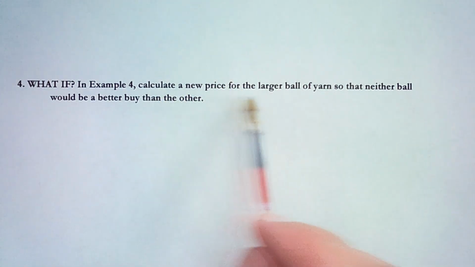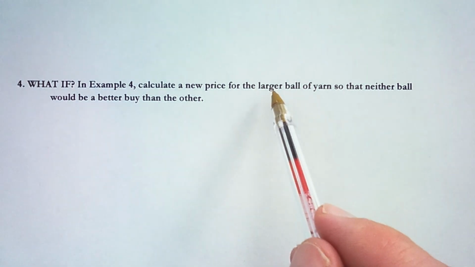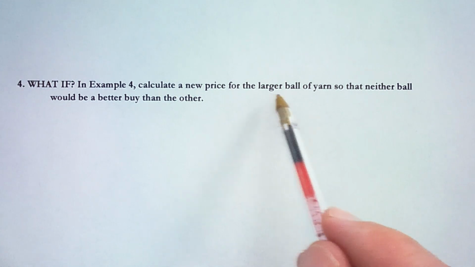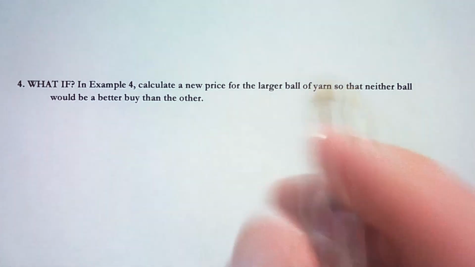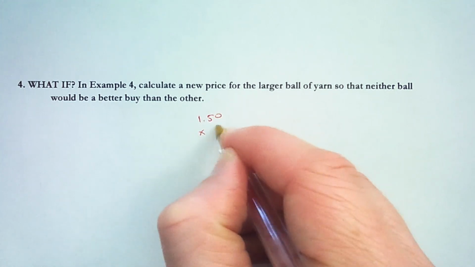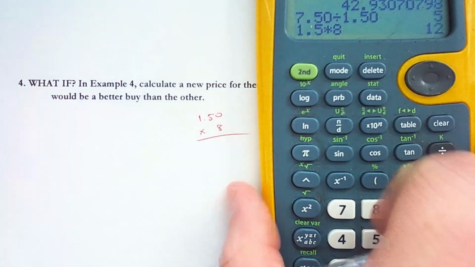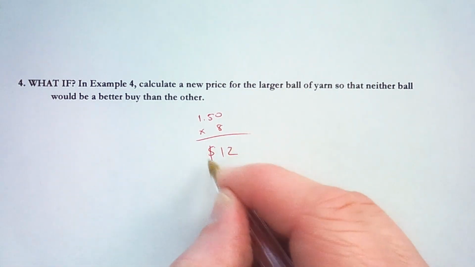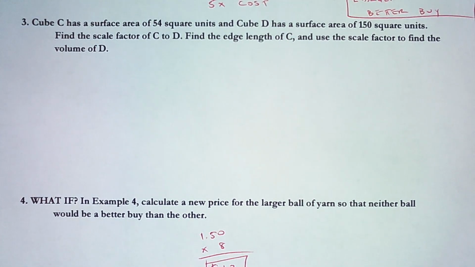Let's skip down here and then come back up. What if we wanted a new price for the larger ball so that neither ball would be a better buy than the other? So a new price for the larger ball, that means we're leaving the smaller one at $1.50, and we want a new price for the larger one. Well, if you're getting 8 times more yarn, then to be an even value, you would get 8 times the price. So $1.50 times 8 is $12. So if they were going to be an even value, then the larger one would have been $12 instead of $7.50. Now let's go back here.